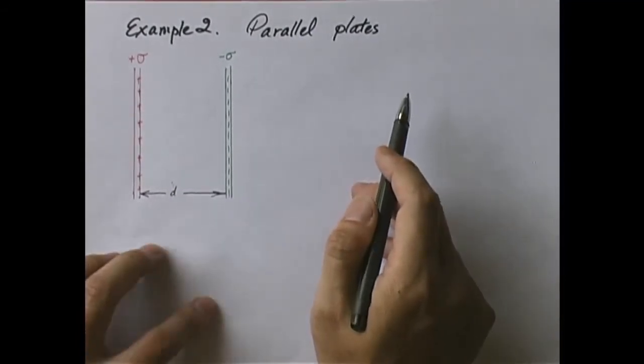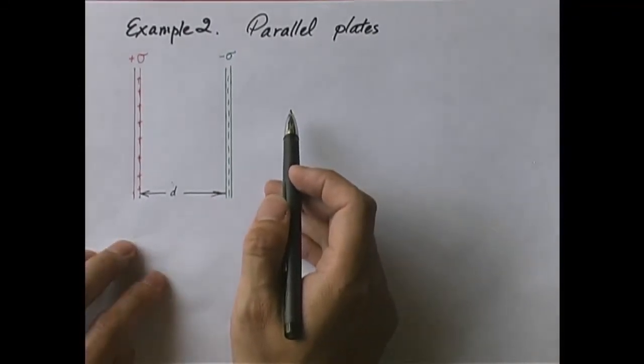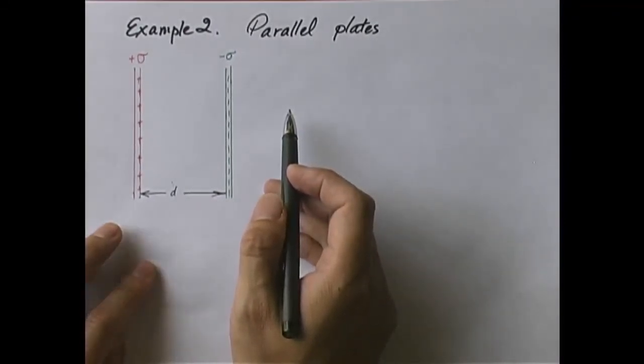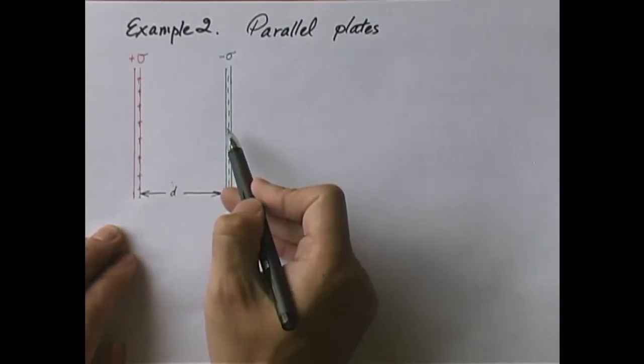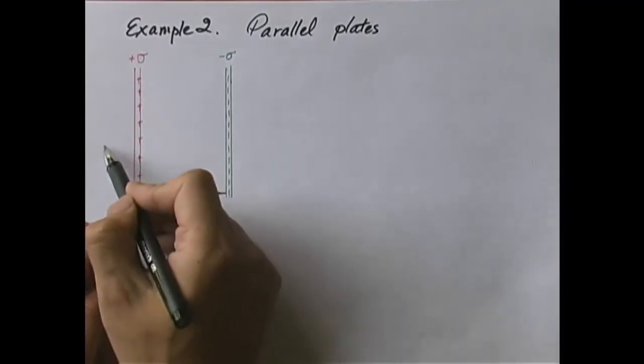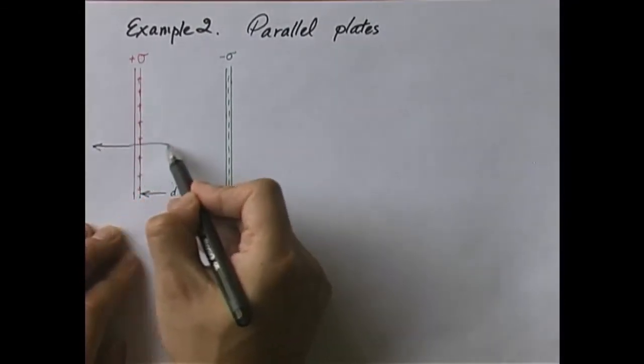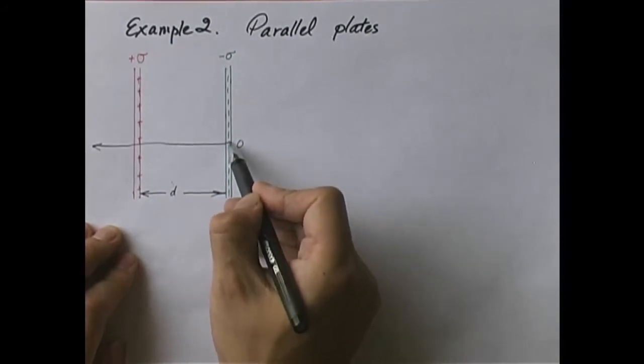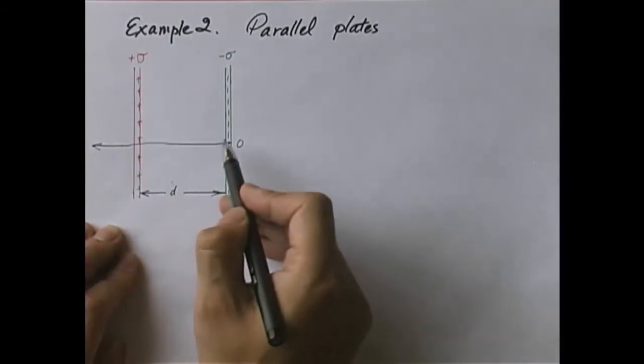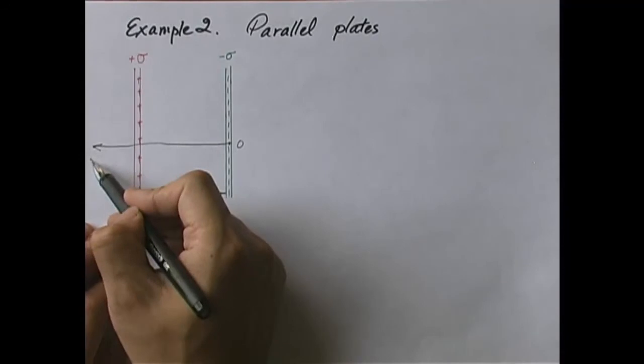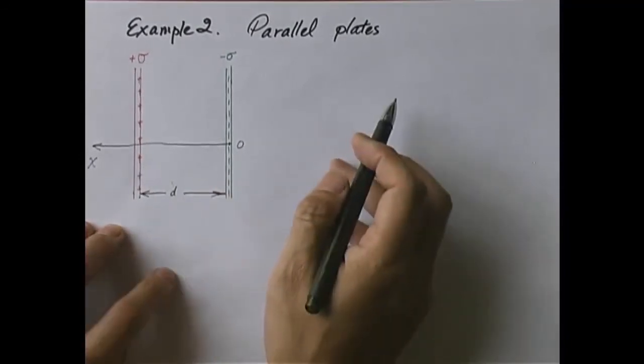Let's say we draw an x-axis, and here is the negative, here is the positive. So it's a little awkward, but I'm going to draw an x-axis like that, starting from negative, going that way, because that way the electrostatic potential will increase as you move away from the negative plate.